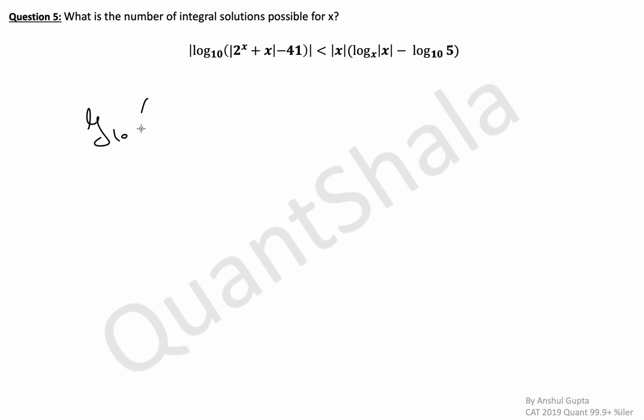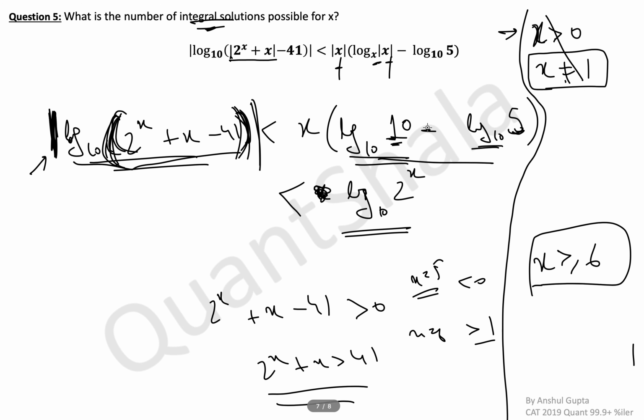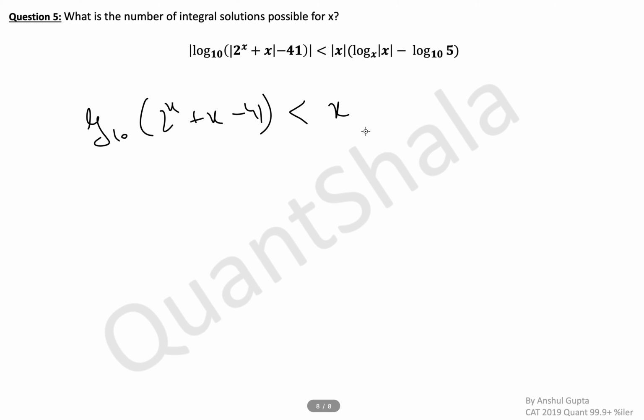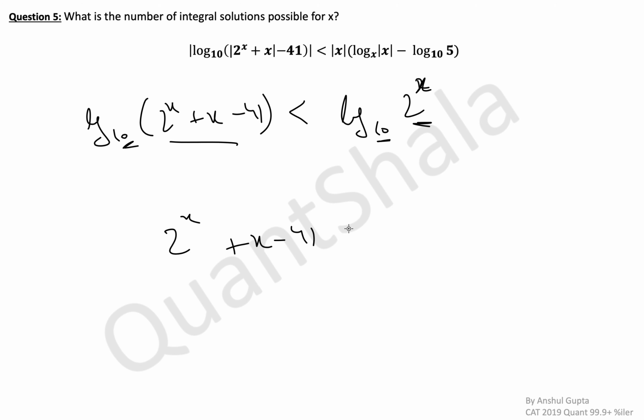Removing the mod from the left side also, we have 2 raised to power x plus x minus 41 less than x. What did we have for the left hand side? We had log 10 2 raised to power x. Since the base is greater than 1, we can simply compare the indices here, which gives us 2 raised to power x plus x minus 41 less than 2 raised to power x. 2 raised to power x gets cancelled, we get x less than 41.